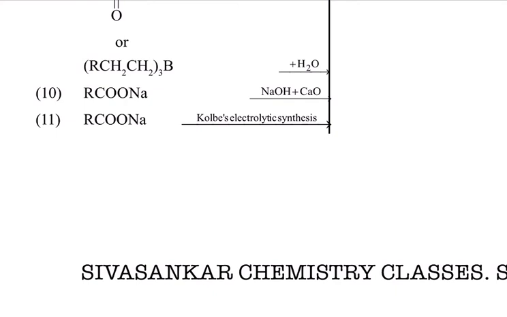Next, hydroboration. In this hydroboration, you get R-CH2-CH2-H in the presence of water and protonation, H+. Next, sodium alkanoate with NaOH, that is soda lime: decarboxylation is taking place. In this decarboxylation, we get R-H, so like that we get alkanes. Then the Kolbe electrolysis: you get R-R, a higher alkane.